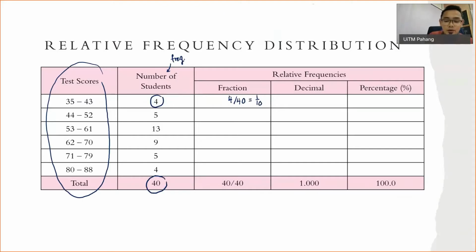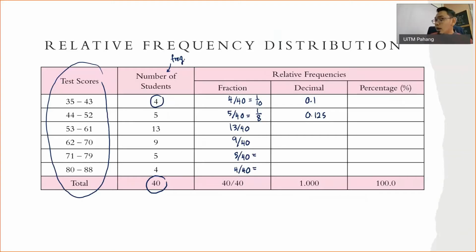Then you have 5 over 40, which you can simplify to 1 over 8. Then you proceed with the next ones: 13 over 40, 9 over 40, 5 over 40, and also 4 over 40. Those that can be simplified, please simplify. The next one, you want to calculate the decimal. You can just press your calculator. 1 over 10 is 0.1, and 1 over 8 is 0.125. Because this is 3 decimal places, you can take 3 decimal places in this case.